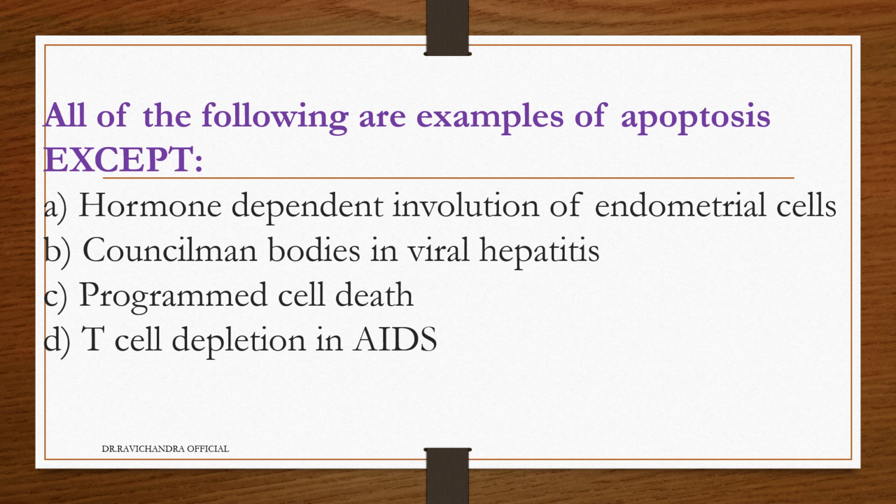Programmed cell death is a general term that refers to apoptosis, which is a regulated form of cell death that is essential for normal development and tissue homeostasis. So, the answer for this question is T cell depletion in AIDS.